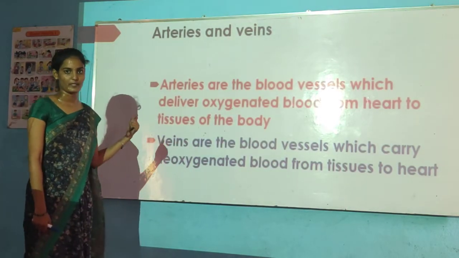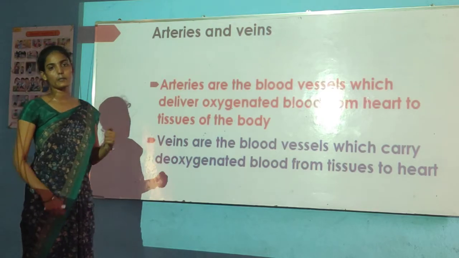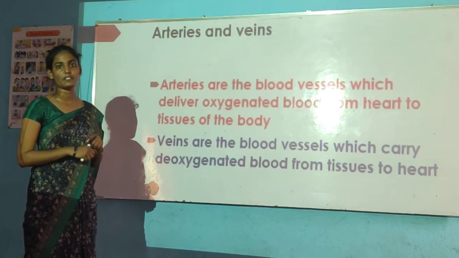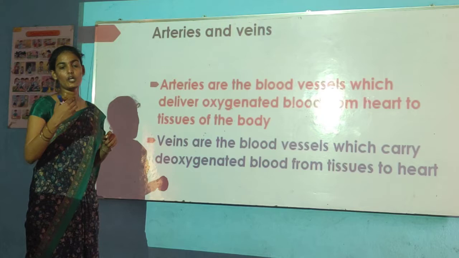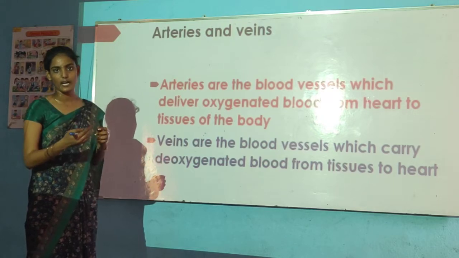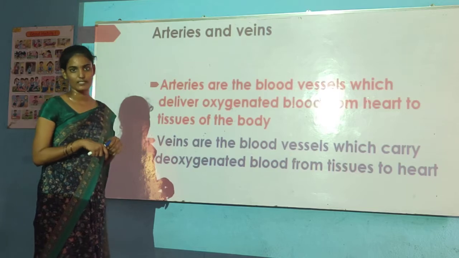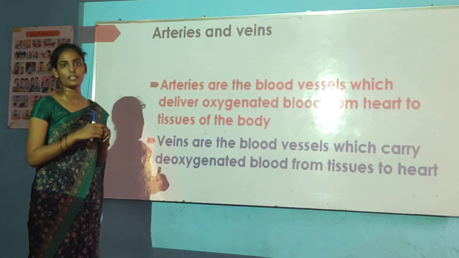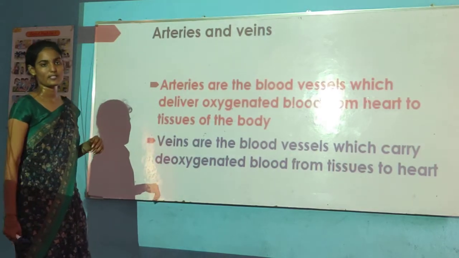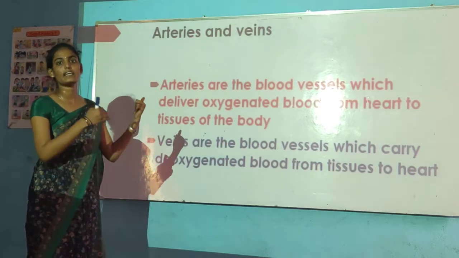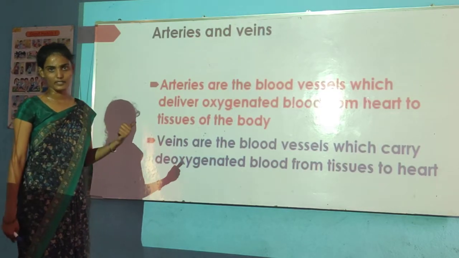These are the types of blood vessels. Arteries are the blood vessels which carry the oxygenated blood. Arteries start from the heart and carry the oxygenated blood, which contains oxygen, and the oxygenated blood is given to all the cells. So the arteries' work is to carry the oxygenated blood to all parts of the body.